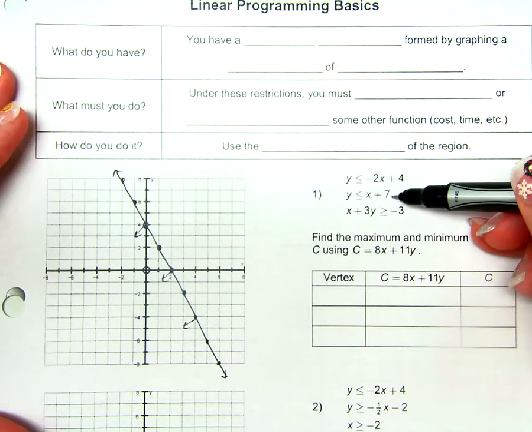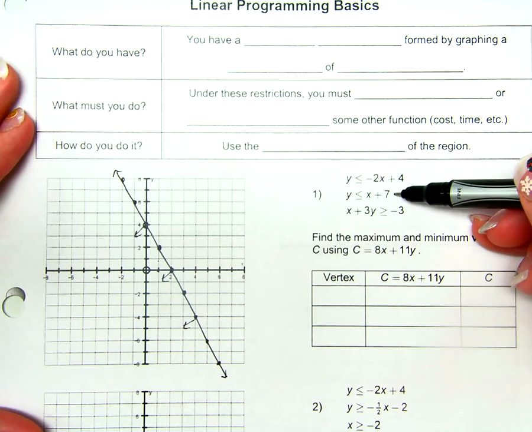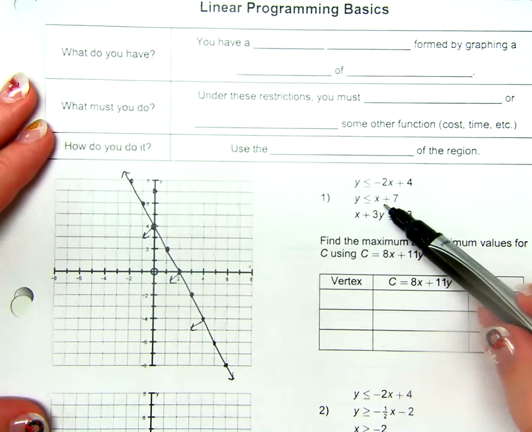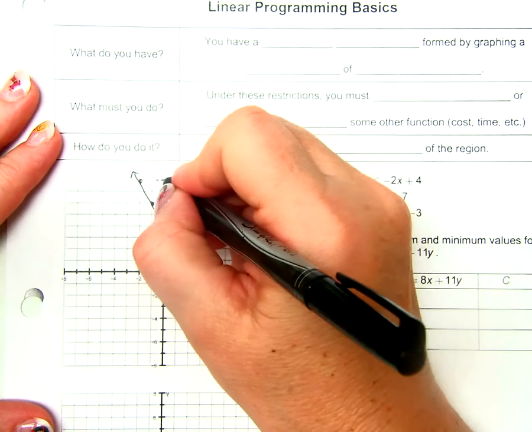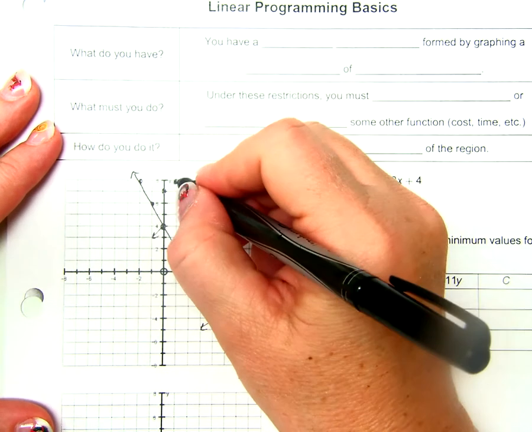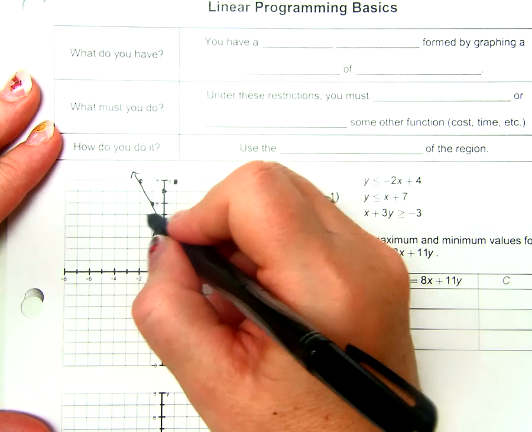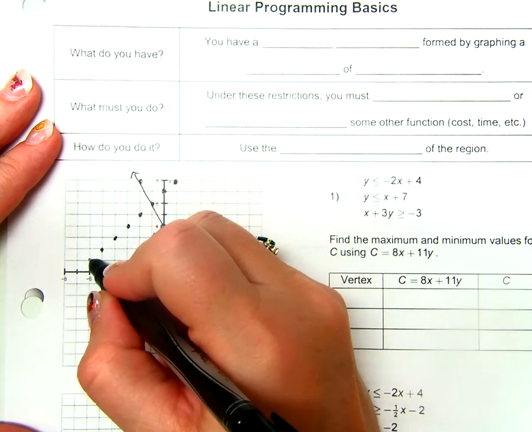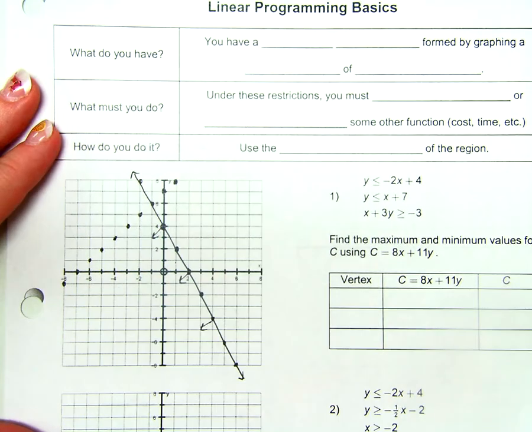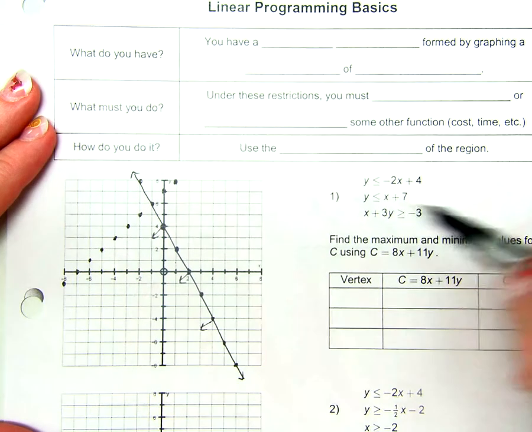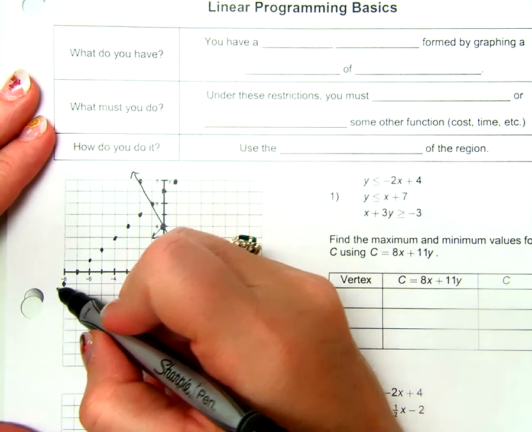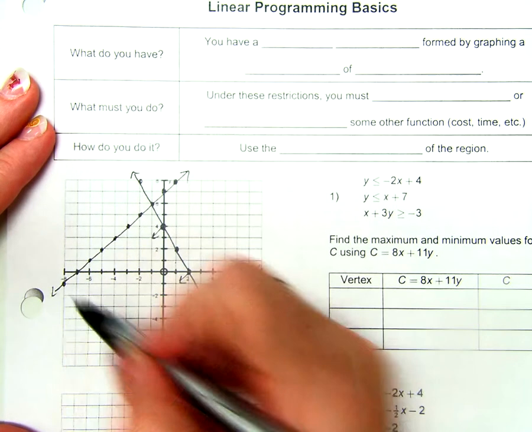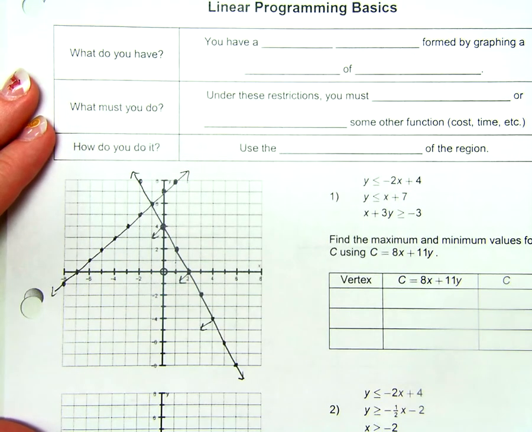How do I graph this line? Start at 7 on the y-axis. The slope is 1 and it's positive, so I'm going to rise 1 and run 1. It only gives me one thing, so I've got to fall 1 and run backwards 1 to get the rest of it, don't I? Okay. Solid or dotted? Solid. Above or below? Below.